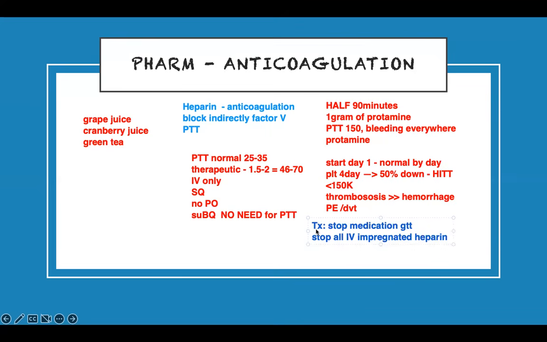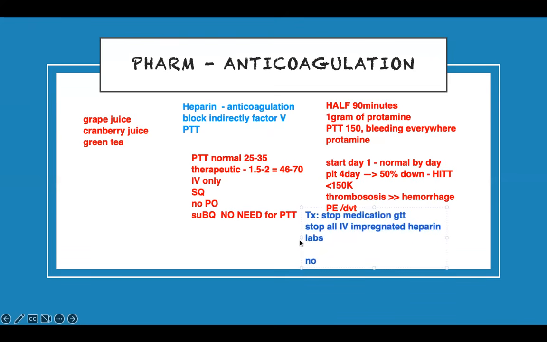And of course you got to check labs. Check labs, and make sure the patient is okay. When you stop all medication, of course you can't stop it on your own. I got to say it: you need an order.